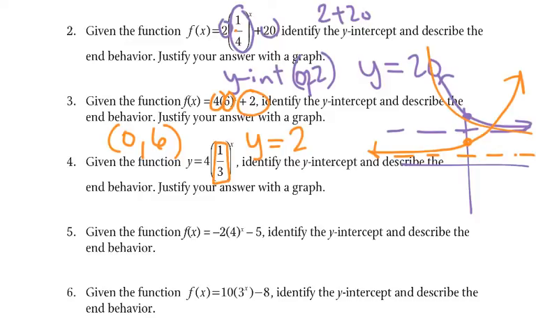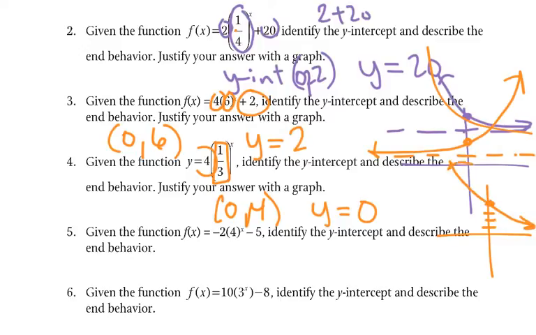There's no plus or minus, so our asymptote is y equals 0, the x-axis. Our y-intercept would then be (0, 4). So on a graph, it would look like 1, 2, 3, 4. It would look like this, going down.